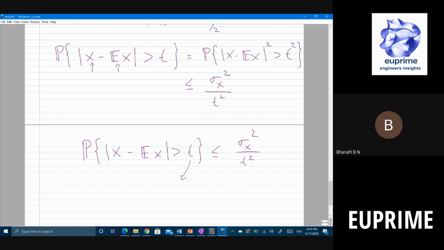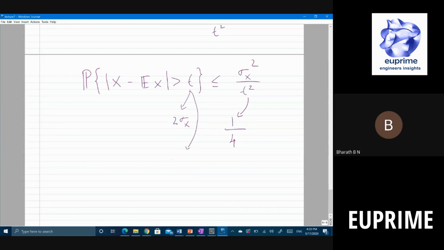Now suppose I take t to be sigma x. What will happen to this? This will be 1, right? If I take t to be 2 sigma x, that means my sample deviates from the mean by an amount twice the spread, right? What will happen to this? It will be sigma x squared by 4 sigma x squared, so it will be 1 by 4, right? The chances will be 25%, right? Okay, let's look at this. If it is 3 sigma x, 3 times the standard deviation, what will happen to this? 1 by 9. 1 by 9, right?